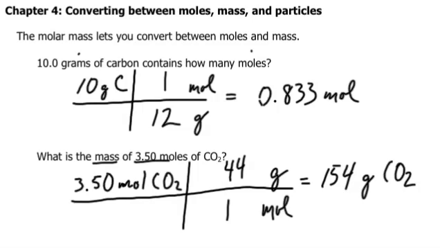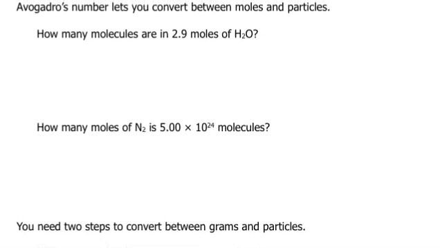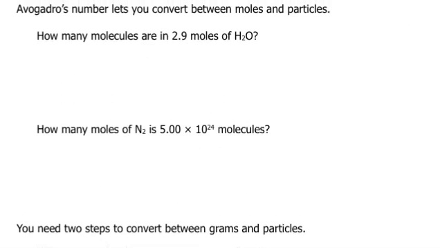Okay, moving on. The next thing that you need to do is convert between moles and particles. So let's look at this. For this kind of problem, you need to use Avogadro's number, which hopefully you remember is 6.02 times 10 to the 23rd. And once again, we are going to be able to do this in one step of a fence post.